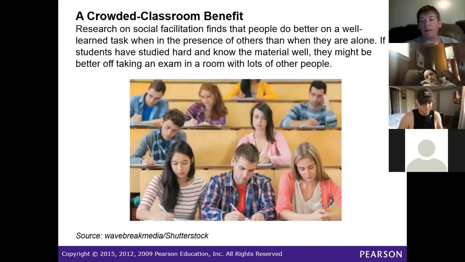Now, in our classrooms, right, when we're taking an exam or a quiz in a classroom around other people, if it's easy, if we're well prepared for it, if it's a simple quiz or exam for us, like the topic is easy or we like it, or we just know our stuff about this topic, we'll do better. But if it's a difficult exam, we'll do worse.